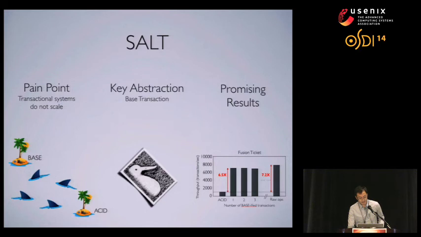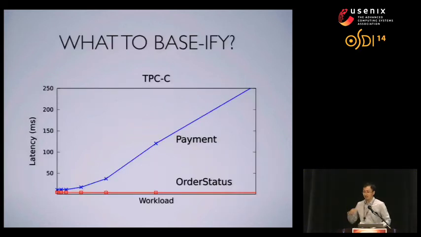Theoretically, we want to find the large transactions with high contention. But practically, it's very easy to find. Here's an example of how we find the transaction in the TPC-C benchmark. We just increase the workloads of TPC-C. As you see, the latency of the performance critical transaction increases much faster compared to others. So this graph points out that the payment transaction is the first one we should basify, because this graph shows the payment transaction is a contention bottleneck of the workloads.